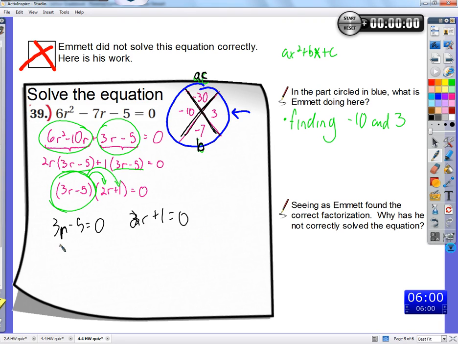And then we solve. We add five. Divide by three. Subtract one. Divide by two. So r equals 5/3 or -1/2.